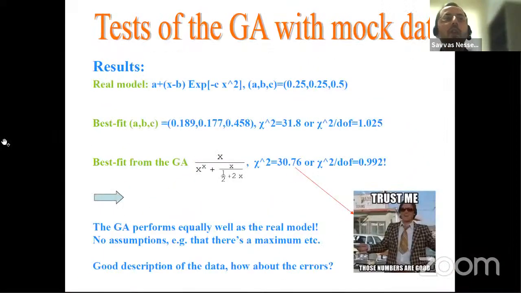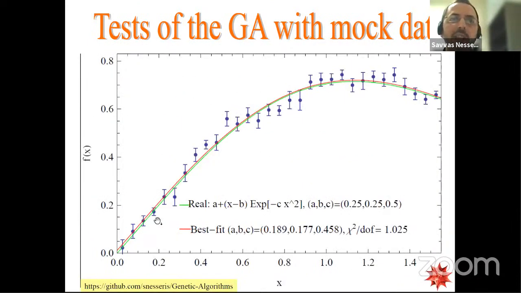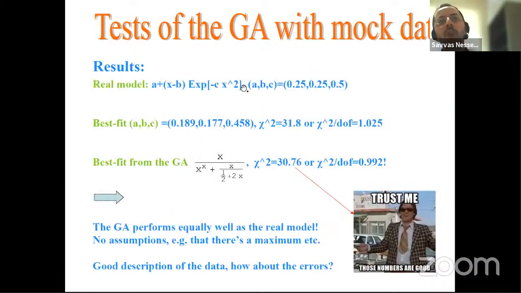Okay, just to summarize what we saw in the simulation. The real model was some exponential which was going up, then it had a peak, and then it was going down again. So it had some non-trivial features.